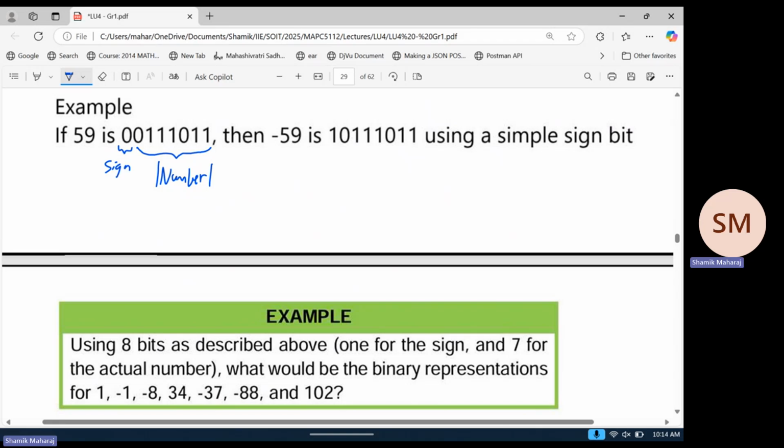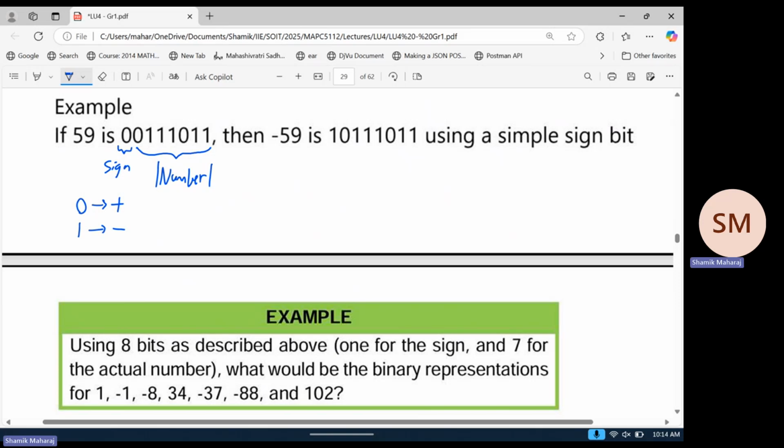If that bit is a 0, then we are dealing with a positive number. If that bit is a 1, we are dealing with a negative number. That's a simple sign bit. The first bit just tells you what the sign is.